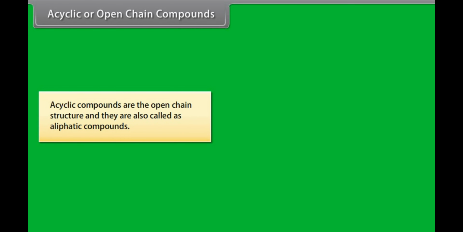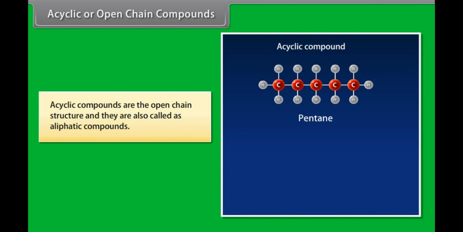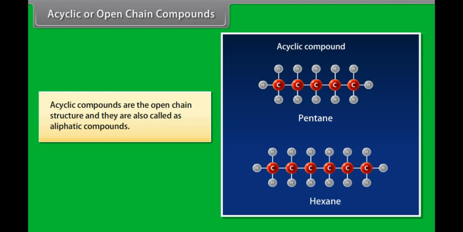Acyclic or open-chain compounds. Acyclic compounds are the open-chain structures and they are also called aliphatic compounds.